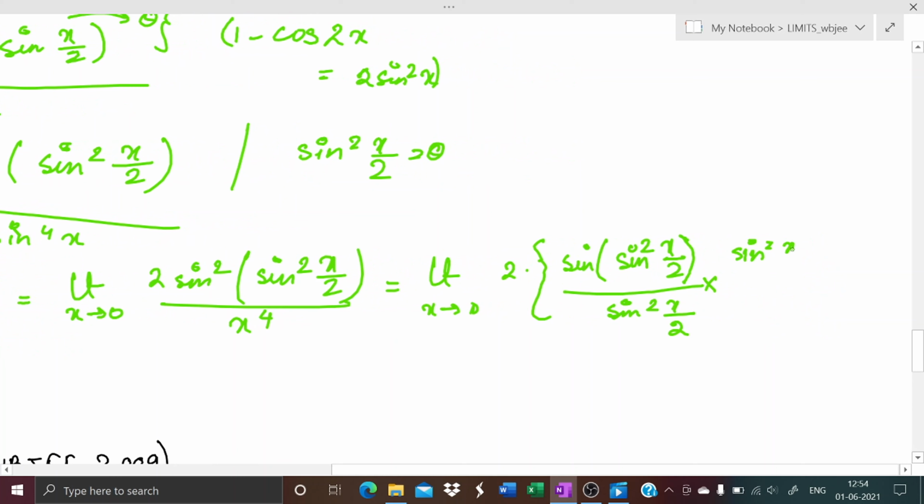to sine square x by 2, and to bring this sine square x by 2 again in the form sine x by x, what I will do, I will put 1 x square by 4, that is x by 2 whole square, and again since I have put one extra x square by 4 term, I have to multiply here with 4.